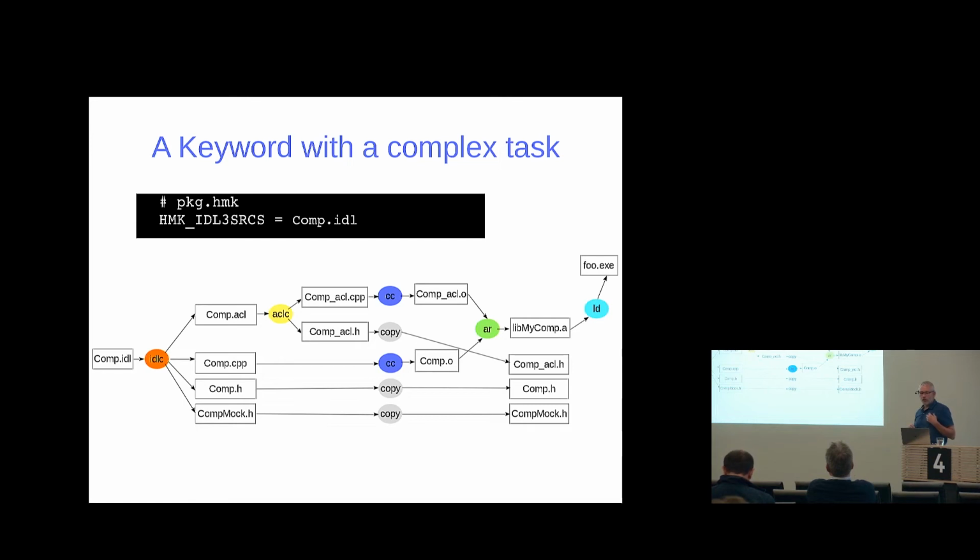Also, we have more complex tasks, like this is an IDL, Corba IDL3 source file. You can see it goes through all this chain of tools. First, the IDL compiler, which generates an ACL file, and the C++ and two header files, which then goes through the ACL compiler, and you can just follow it on. But the thing is, the developer just specifies this IDL3 sources. HiMake takes care of everything else. So the tasks, like the IDL task, is chained to the ACL task, which again is chained to the CC. So it just passes on the files to the next task in the chain.